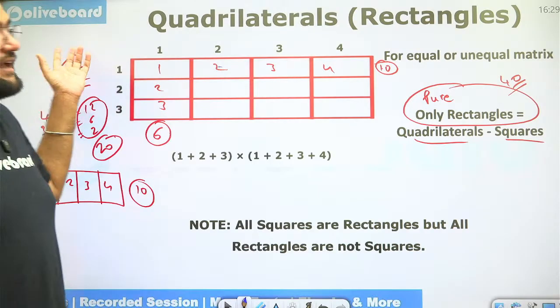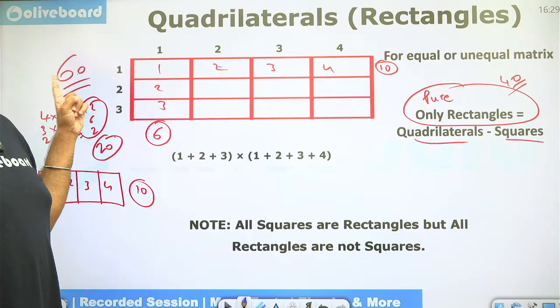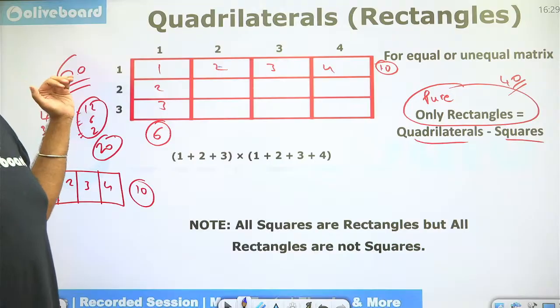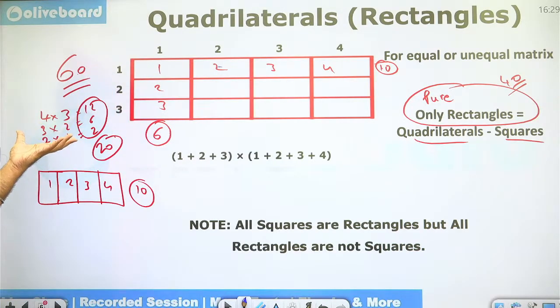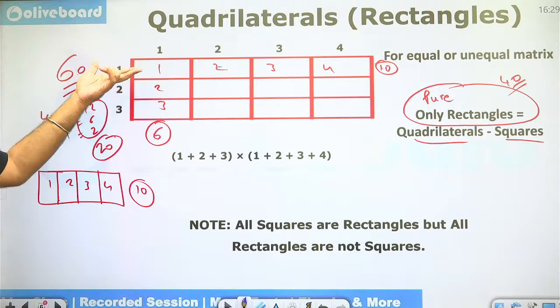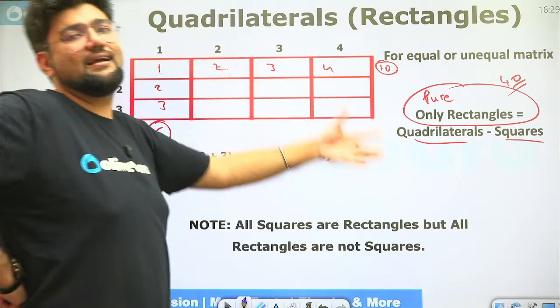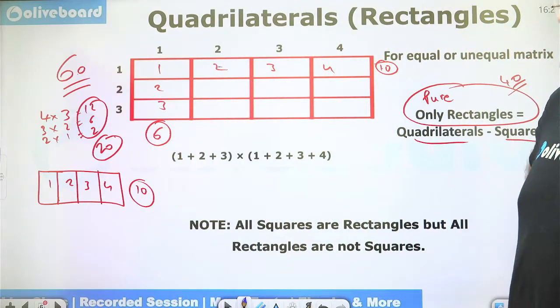But if the question asks how many only rectangles or how many pure rectangles are there in this figure, this is not pure rectangles. This is also counting the squares. So when I ask you pure rectangles, that means you have to eliminate the squares. How do you do that? You already know how to count the squares, right? The matrix is 3 rows and 4 columns. So 3 into 4, 2 into 3, 1 into 2. You multiply this, you get 20. 20 you will subtract from 60, you will get 40. So there are 40 pure rectangles in this matrix. Okay. Because all squares are rectangles, but all rectangles are not squares. Got it?